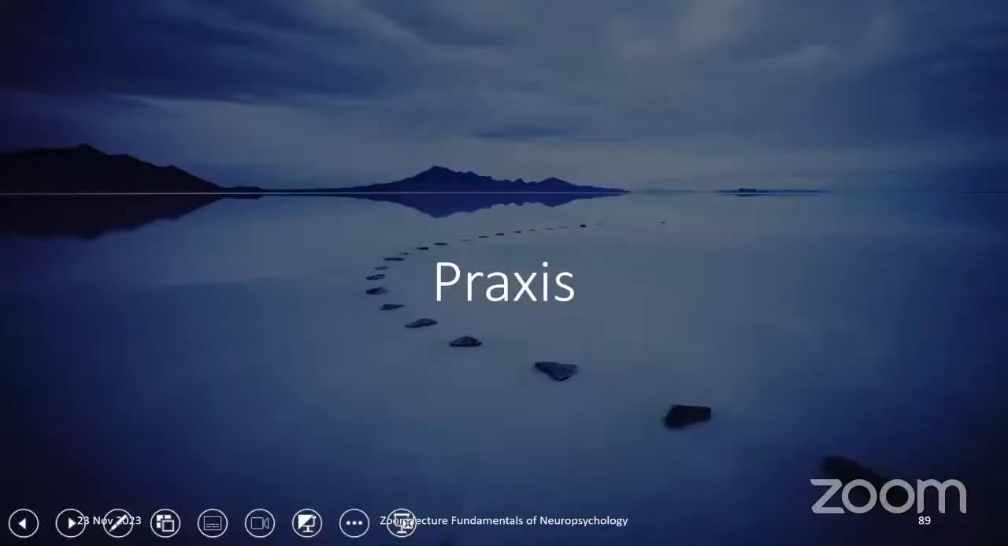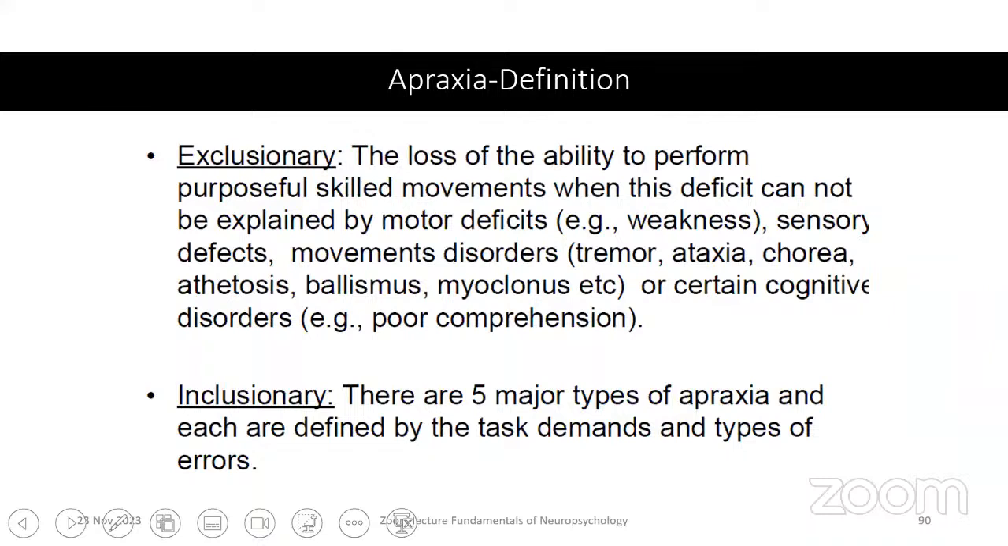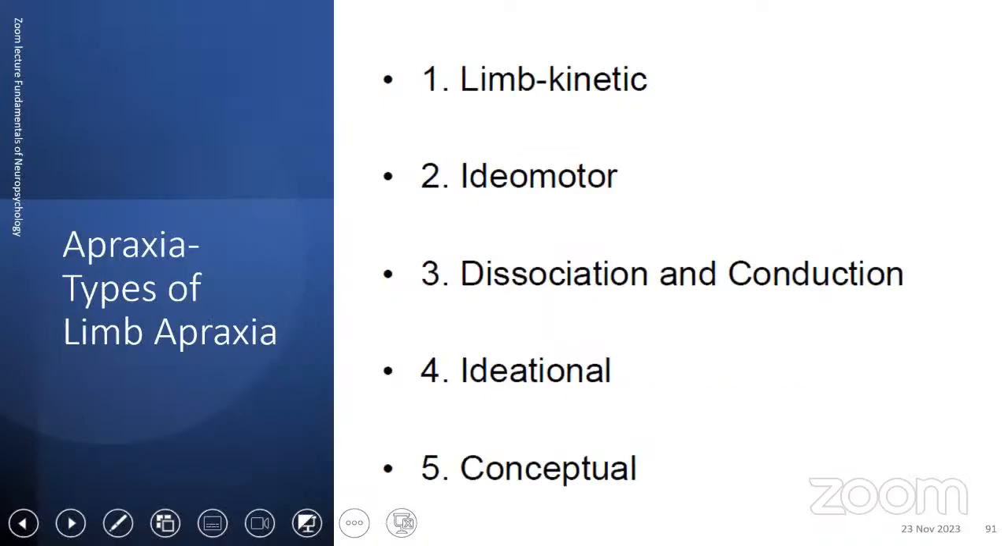Then praxis. What is praxis? Apraxia is defined as the loss of the ability to perform purposeful skilled movements when this deficit cannot be explained by motor deficits, weakness, sensory defects, movement disorders, tremor, ataxia, chorea, athetosis, ballismus, myoclonus, or certain cognitive disorders such as poor comprehension. There are five major types of apraxia one has to know, and each is defined by the task it demands and the types of errors that can be made: limb kinetic, ideomotor, dissociation and conduction, ideational and conceptual.